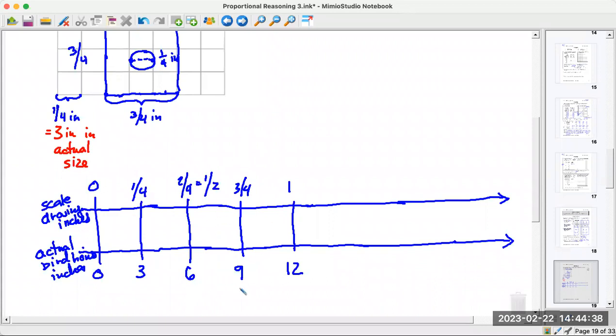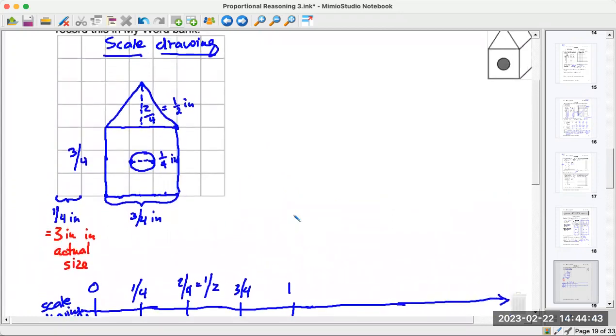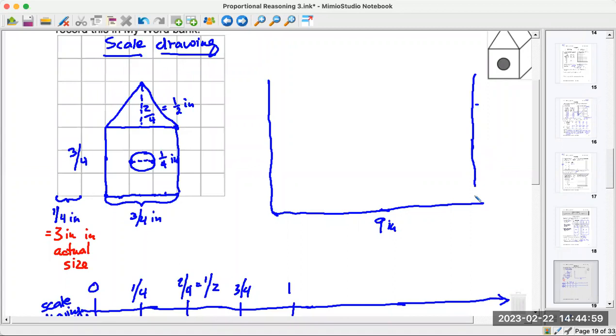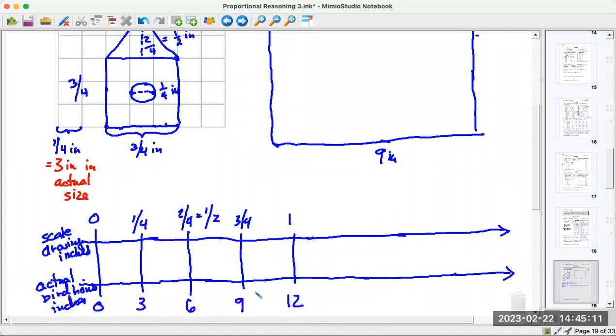I want it to be 9 inches in real life. So I'm going to draw a picture here that could resemble the actual birdhouse. So I'm going to have it 9 inches by 9 inches. Okay, so 3/4 turns into 9. So 3/4 corresponds to 9 inches. This is how big I wanted.